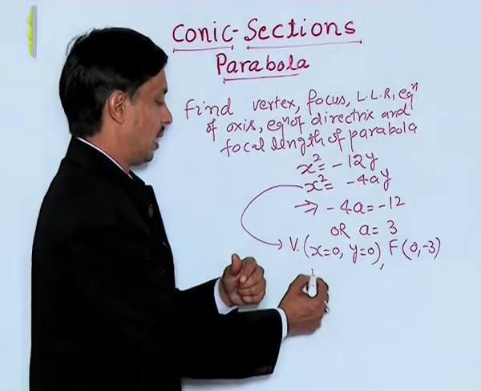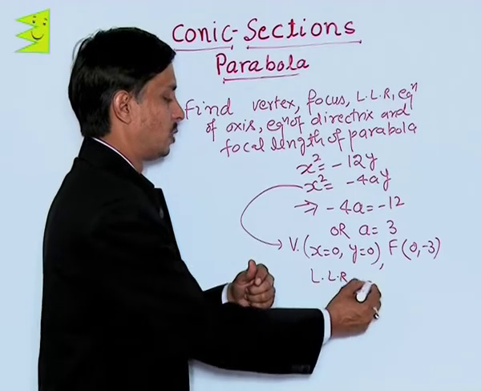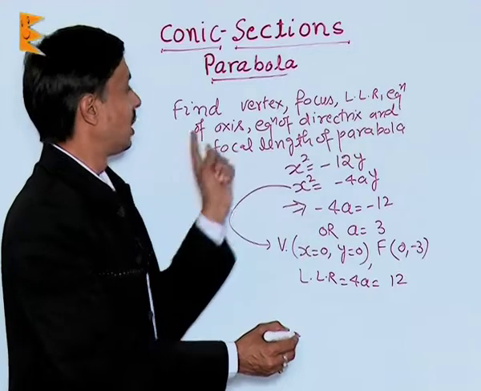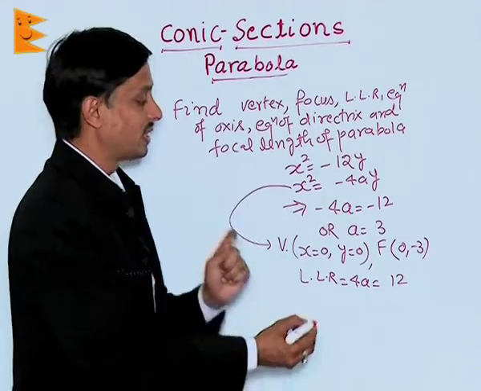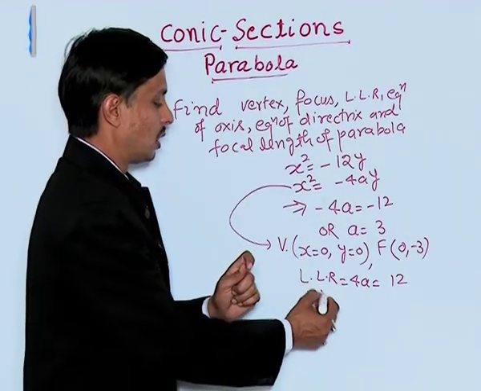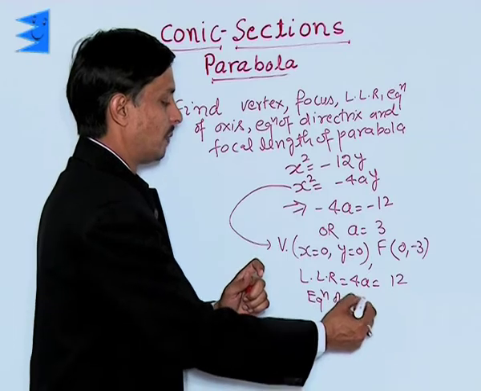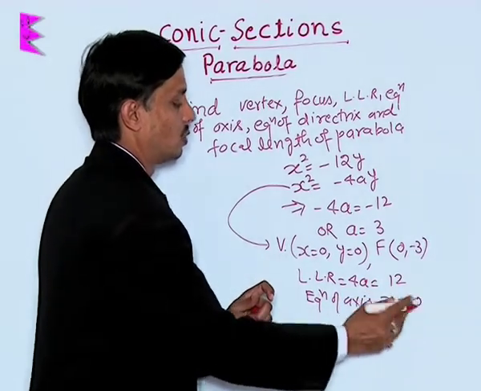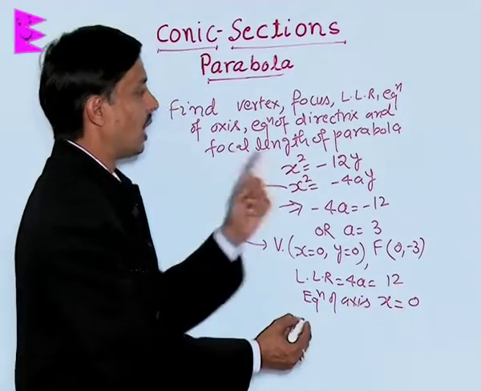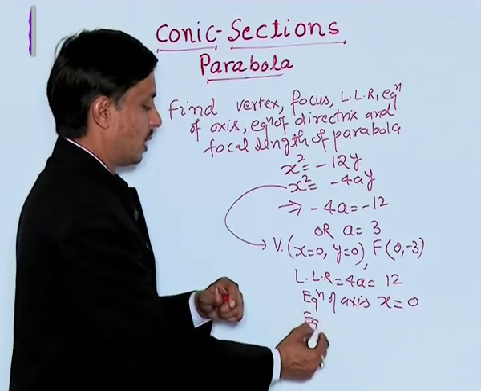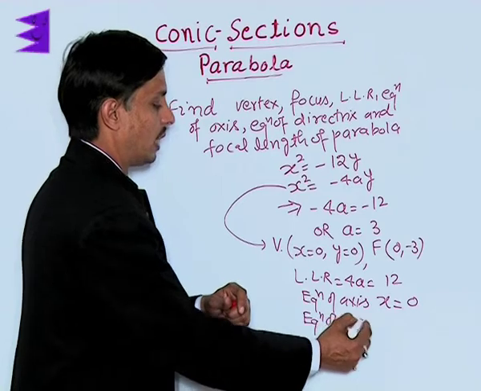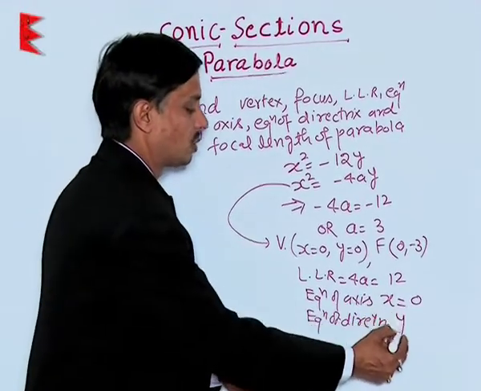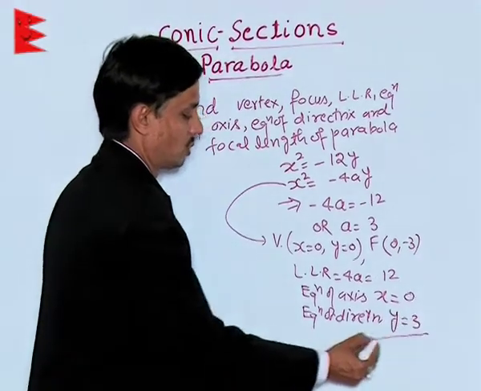Then LLR, length of latus rectum, that is always 4a, 4 into 3 that becomes 12. Equation of axis: y-axis is its axis, so its equation is x equals 0. Now the equation of directrix in this situation is given by y equals a, that means y equals 3.